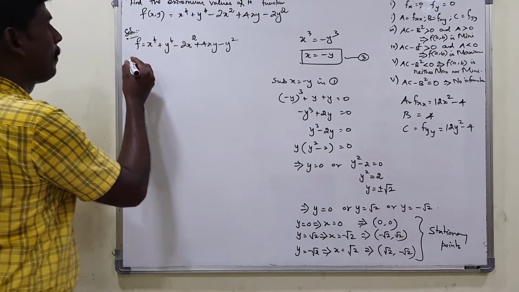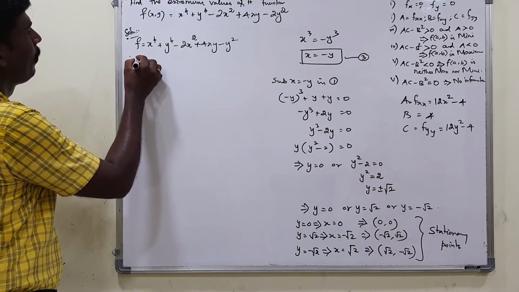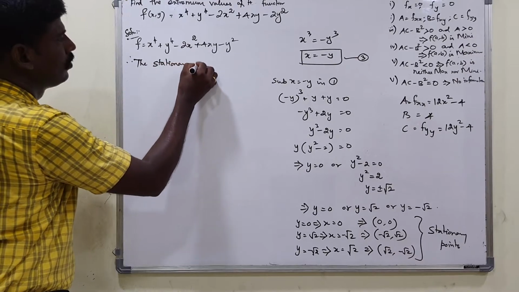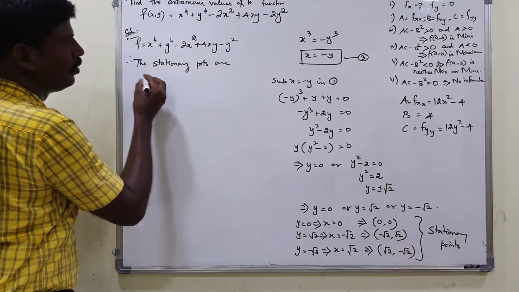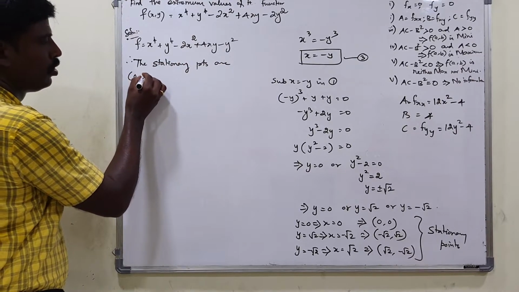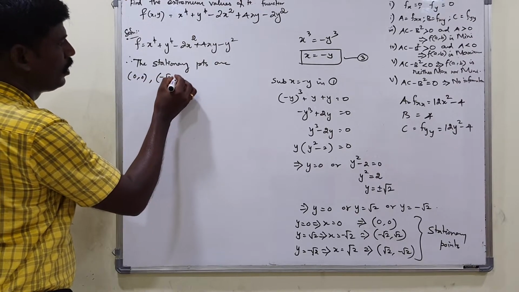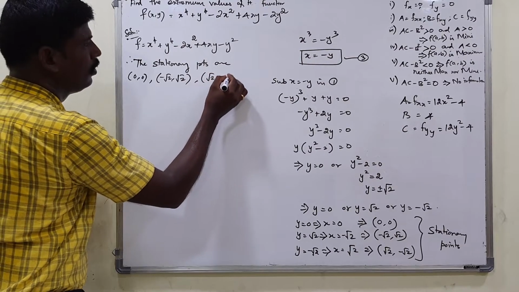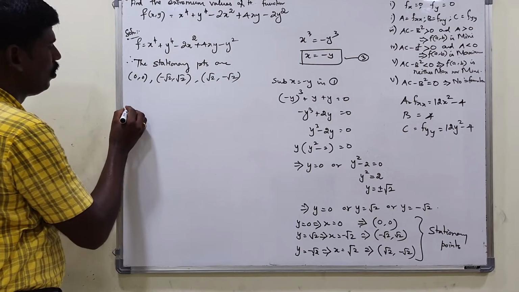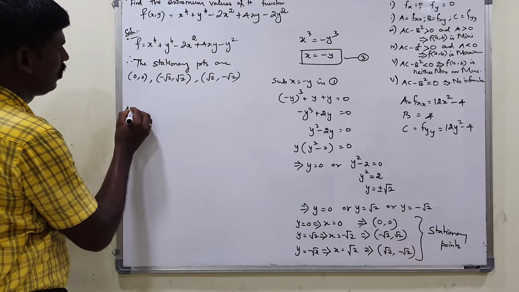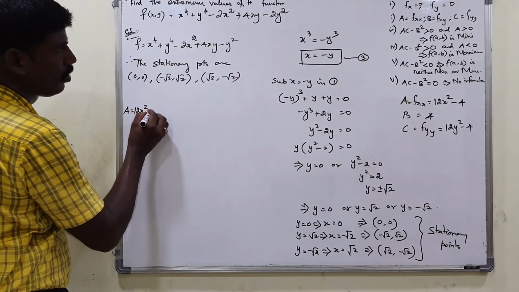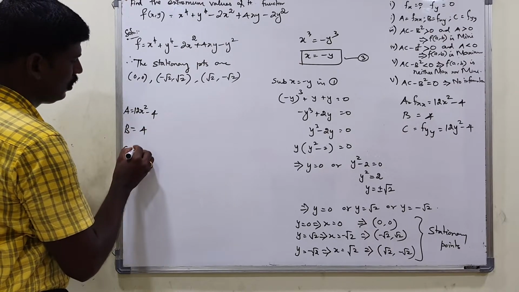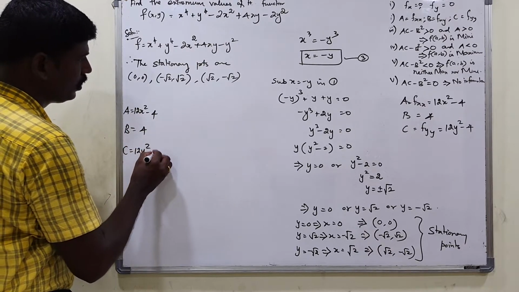Right. Therefore, the stationary points are, what are the stationary points? (0, 0), (minus root 2, root 2), and then (root 2, minus root 2). So, what is A? 12x square minus 4. What is B? 4. What is C? 12y square minus 4, isn't it?